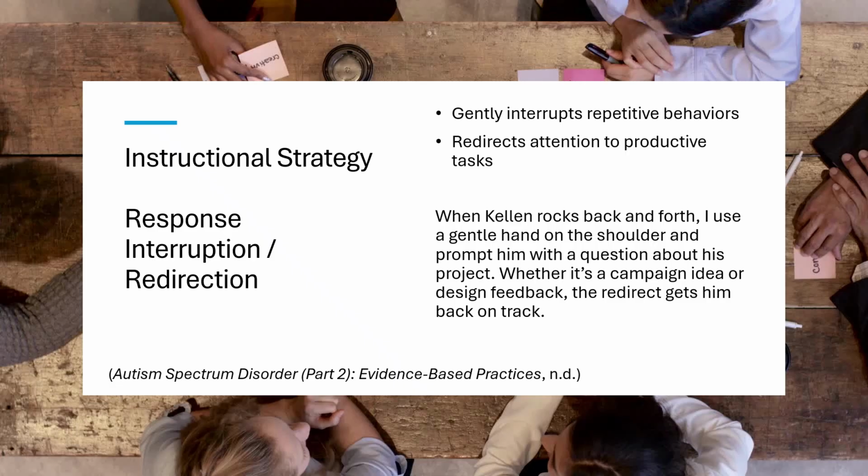The next is response interruption and redirection. So this is about Kellen. So gently interrupting repetitive behavior, really redirecting his attention to be productive on task. He can go off task a lot. So one of the things he would do is, when Kellen rocks back and forth, I would just gently say, hey, Kellen, hey, what's up? Tap him on the shoulder. And then I would ask about what he's working on, because he's typically staring at the screen and he has something really ingenious going on.